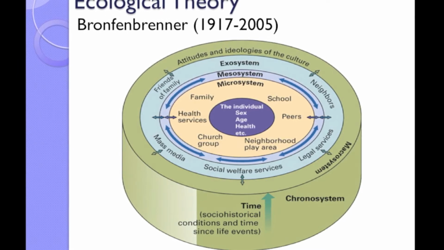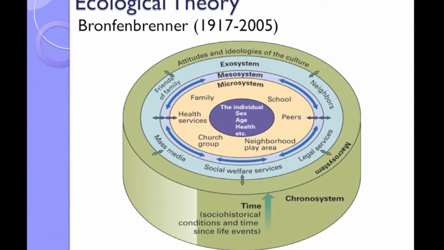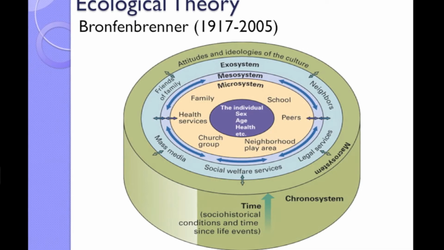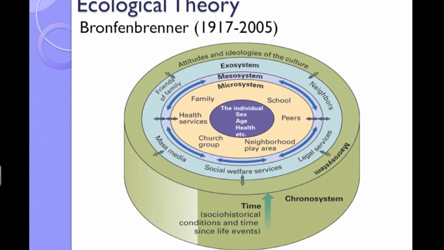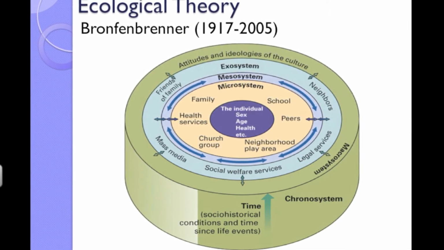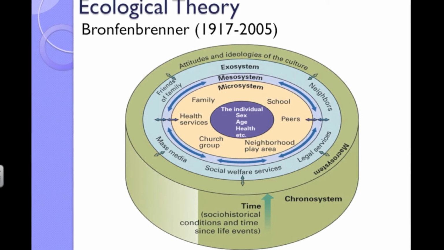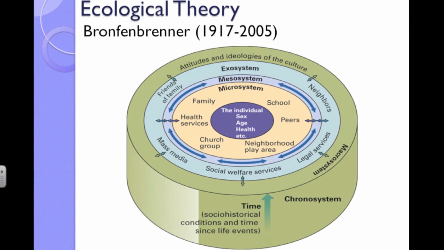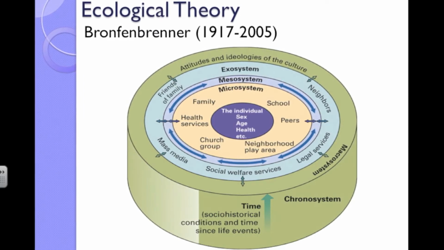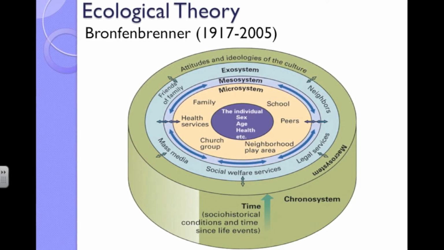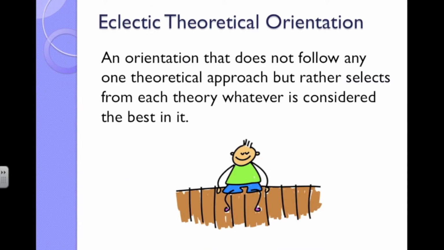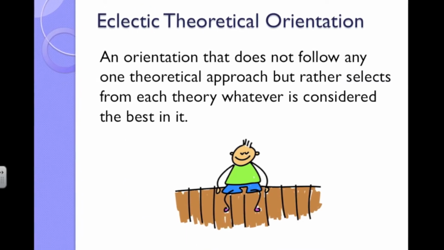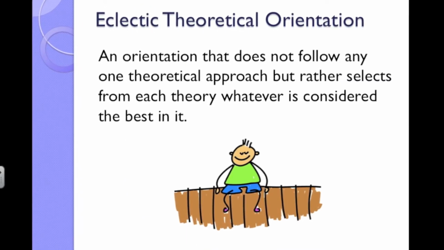The exosystem consists of links between a social setting in which the adolescent does not have an active role and the adolescent's immediate context. The macrosystem involves the culture in which the adolescent lives. Finally, the chronosystem consists of the patterning of environmental events and transitions over the life course, as well as the socio-historical circumstances.